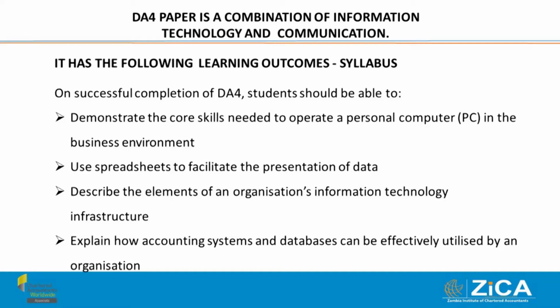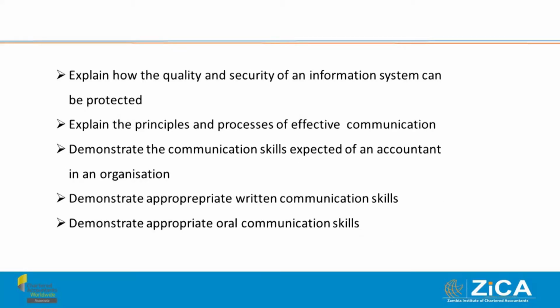Describe the elements of an organization's information technology infrastructure. Explain how accounting systems and databases can effectively be utilized by an organization. Explain how the quality and security of information systems can be protected. Explain the principles and processes of effective communication. Demonstrate the communication skills expected of an accountant in an organization. Demonstrate the appropriate written communication skills. Demonstrate appropriate oral communication skills.